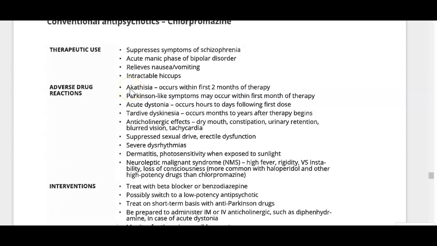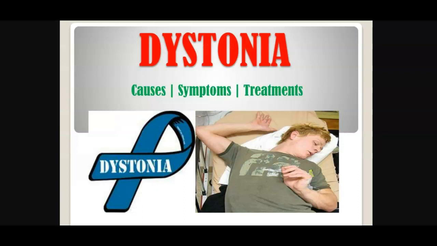Too much muscle movement. And it can start with the akathisia, which occurs within the first 2 months of therapy. It can progress into Parkinson-like symptoms, which also can occur within the first month of therapy. Acute dystonia, and this is very serious. This occurs hours to days following the first dose, and you need to know what akathisias are, what dystonia is, and I think I have a picture of dystonia. Okay, and here's our picture.